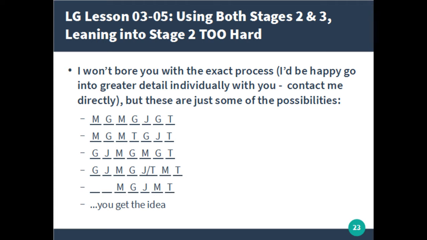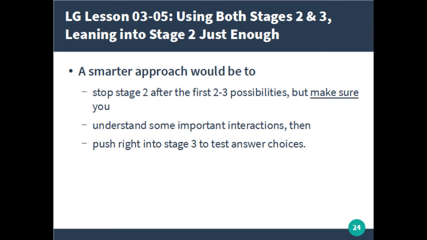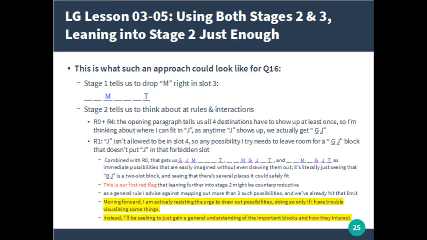But these are just some of the possibilities based on the little tidbit of information that question 16 gave us in its stem. There's at least, what is it, like 5 here, and then 6 if we count the J/T variance of possibility number 4. You get the idea. There's a lot of ways to fill this in, and I don't even know if this is all of them. I think there may arguably be a couple more lines I could write. The point is, you could sit there spinning out a lot of different possibilities, and that's a bit of a waste of time. So a much smarter approach would be to stop stage 2 after you find the first 2 or 3 possibilities, but instead just make sure that you understand some of the important interactions and then push right into stage 3. So what would such an approach look like?